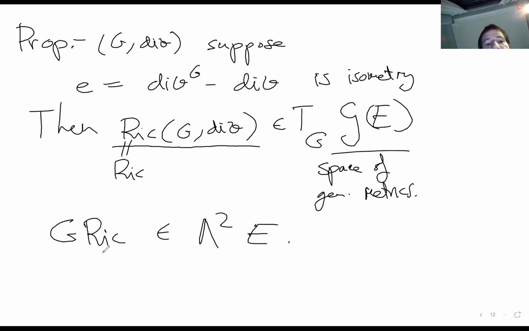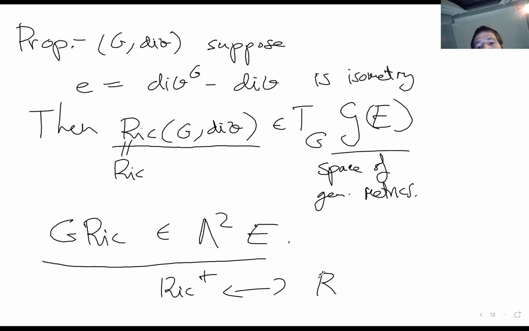And this tells you in particular, because the Ricci tensor, the generalized Ricci tensor, always anti-commutes with G. So it takes B plus, by definition, to B minus and B minus to B plus. This condition tells you that Ricci plus and Ricci minus contain the same information. Exactly the same information. There is no further thing that you can say from Ricci plus than from Ricci minus.